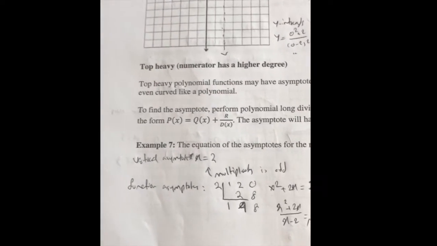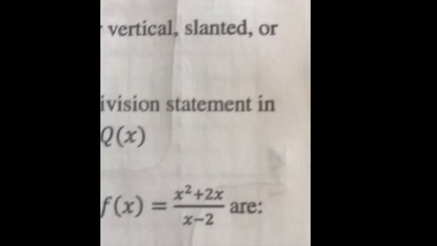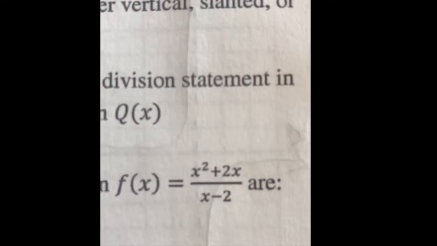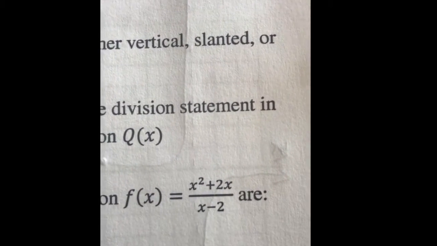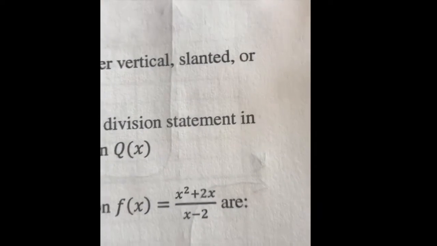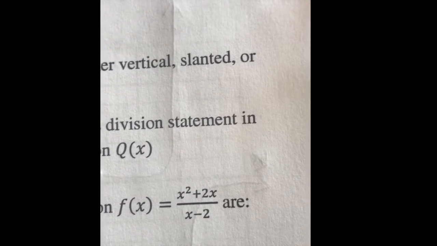Alright, so let's say in this example, we have f of x equals x squared plus 2x over x minus 2. As you can see, we can already find our vertical asymptote, because right here, if x was equal to 2, we would have 0 on the bottom, which would give us a value that does not exist. So already we have our vertical asymptote at hand.